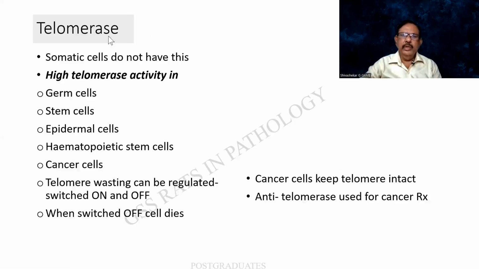Now, what is the function of the telomerase? Somatic cells do not have this, therefore they have got a limited lifespan. Whereas a high telomerase activity is seen in cells which are constantly multiplying. They can be the germ cells, the stem cells, the epidermal or the mucosal cells, hematopoietic stem cells, cancer cells. And it can be either switched on or switched off. When it is switched off, the cell dies, and when it is switched on, it continuously multiplies. That is the secret of the cancer. An anti-telomerase is used for the treatment of cancer.